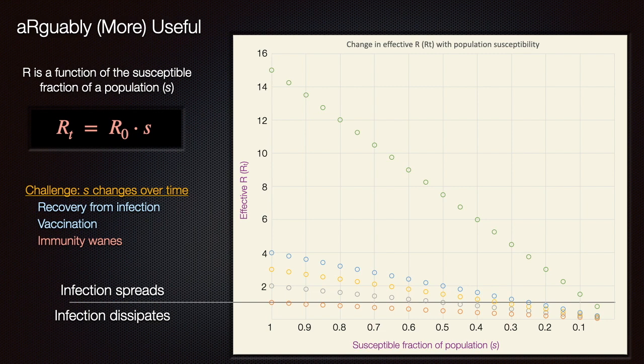Theoretically then, what we need to do in order to stop the spread of an infection is to move enough individuals in our population out of the S box. As we make fewer and fewer people susceptible, our effective R will drop. Eventually, if our effective R drops below 1, the infection will dissipate.